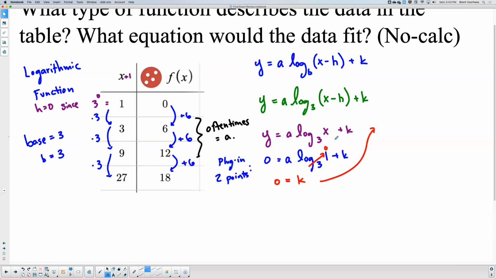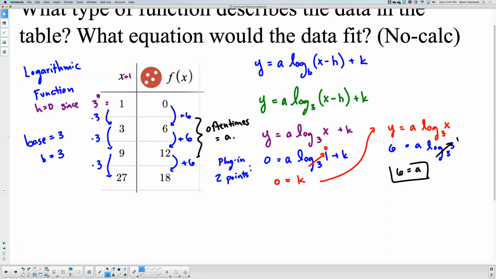So we've gotten to here. Now I'm going to say y equals a log base 3 of x. I don't need the plus k anymore. And I plug in another point. The second point I'm going to plug in is (3, 6). So 6 equals a log base 3 of 3. Well, log base 3 of 3 is saying 3 to what power is 3? The answer is 1. So 6 equals a.